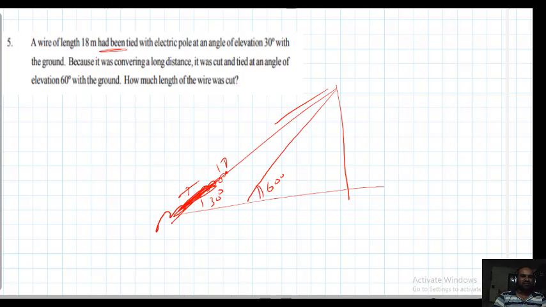For example, this is x, so total 18. This is 18 minus x. This is also 18 minus x. A wire of length something, you can find out. That is not a big problem.